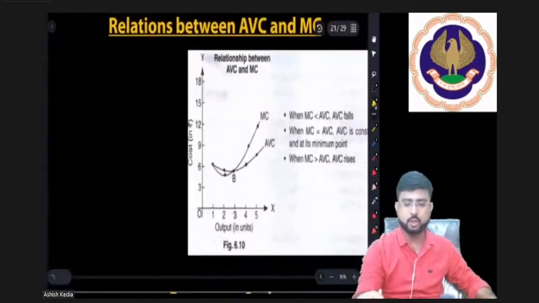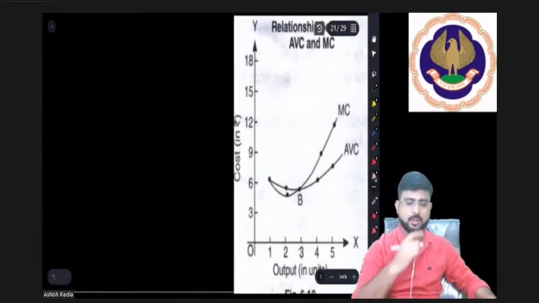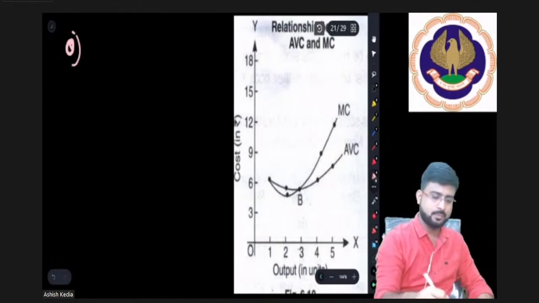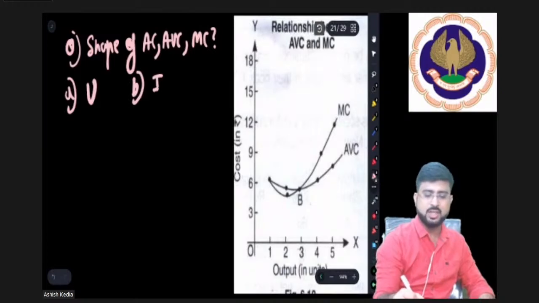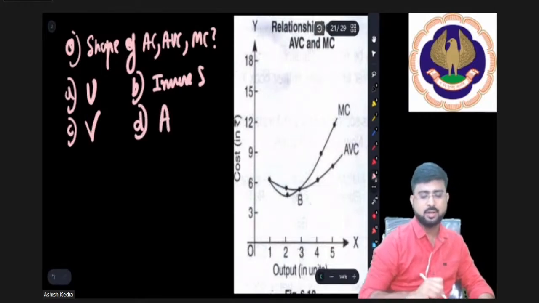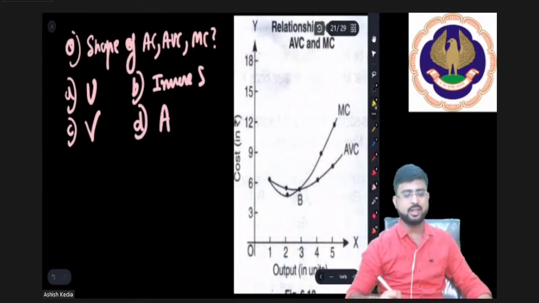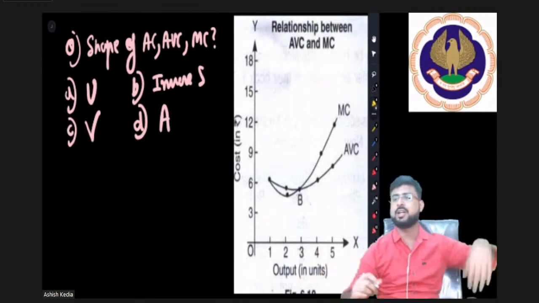Come on, let me ask you a question, guys. What is the shape of average cost, average variable cost, and marginal cost? Option A, U; B, inverse S; C, V-shaped; D, A-shaped. What do you think is the correct answer, guys? Shape of AC, AVC, and MC.